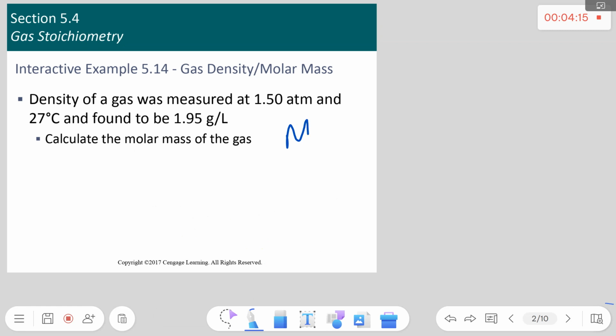So let's say molar mass equals density. They use the lowercase d here for density for gas because capital D is usually meant for liquids and solids. But you can use capital D, I don't care too much. We got dRT over P. Not too crazy.